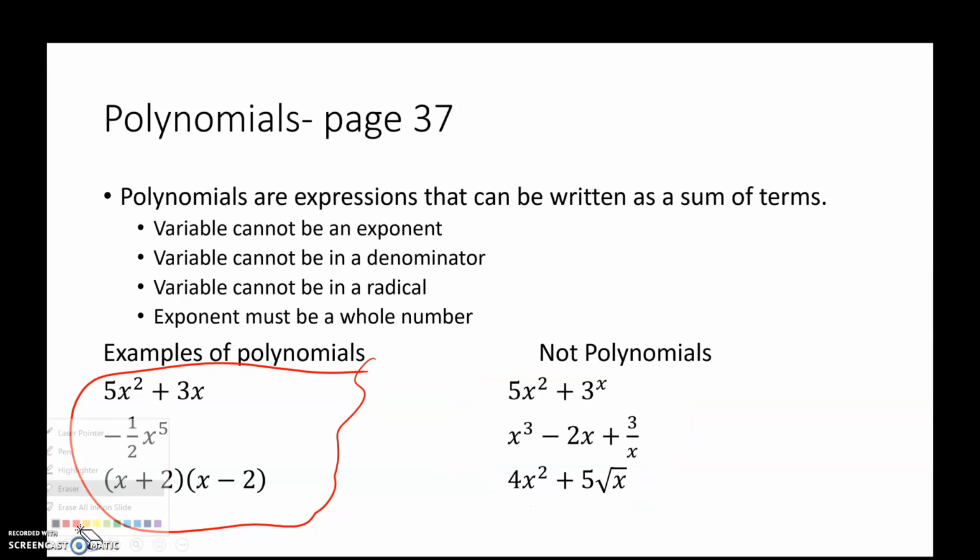The reason these guys on the right are not polynomials, the first one, this x is in the exponent. That's the issue. On the second one, this x is in the denominator. And on the bottom one, this x is in the square root symbol. Those are all reasons something cannot be a polynomial. They can't be in those locations.